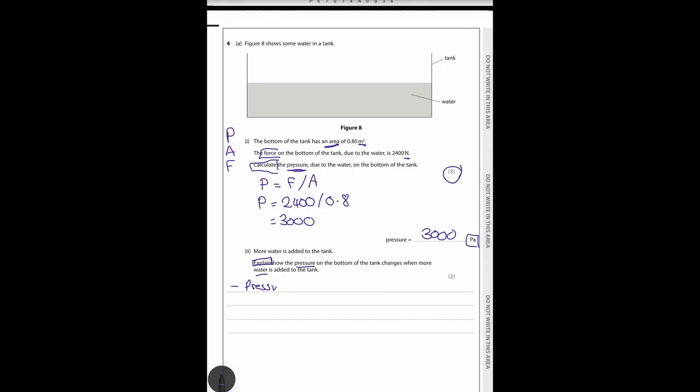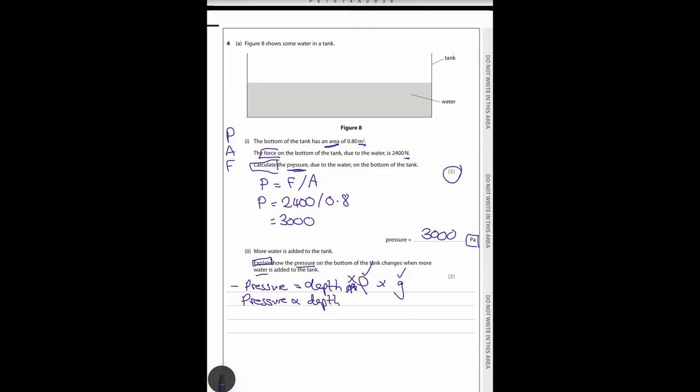So the first thing that I'm going to do is write the formula. Pressure equals depth times density times g. That's the times, not proportionality. Okay, so is the density of water constant? Yeah, it is. Is g constant? Yeah, it is. Therefore, I can say pressure is proportional to depth.